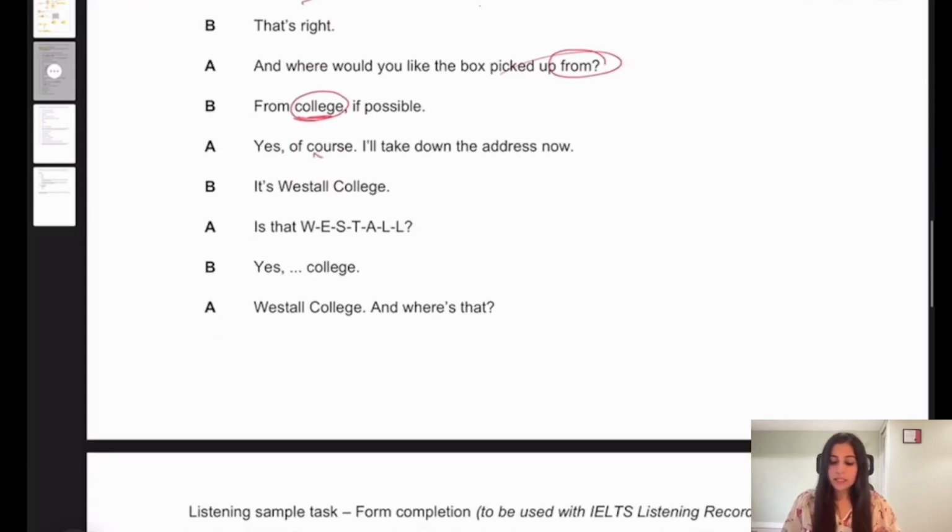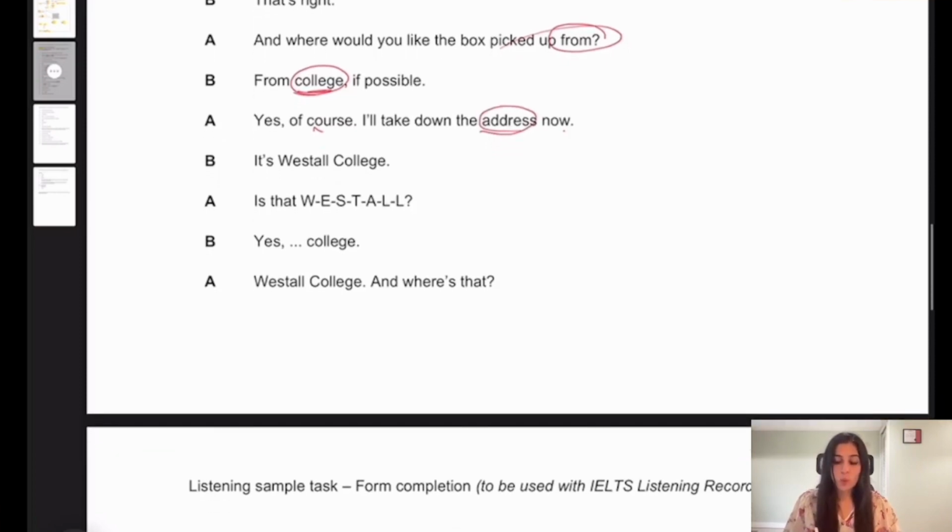Yes, of course. I'll take down the address for you now. Address, okay? It's Westall College.